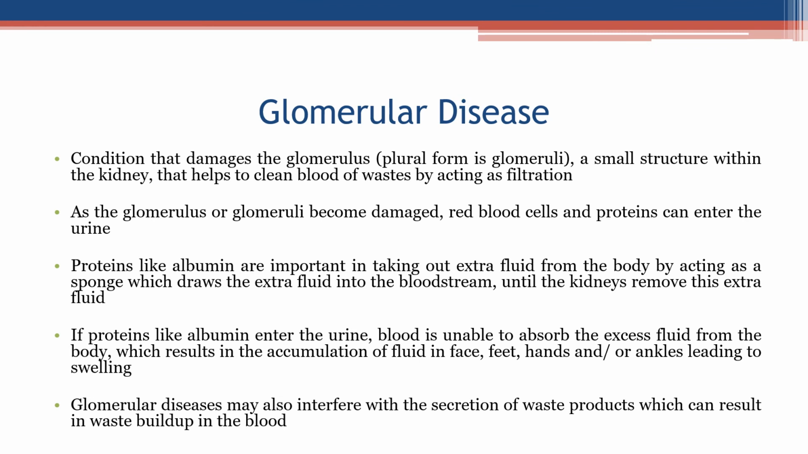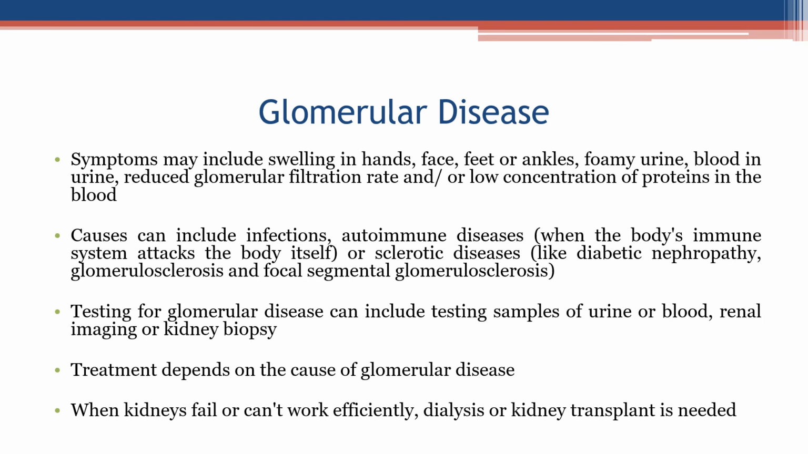If proteins like albumin enter the urine, blood is unable to absorb the excess fluid from the body, which results in the accumulation of fluid in the face, feet, hands, and/or ankles, leading to swelling. Glomerular diseases may also interfere with the secretion of waste products, which can result in waste buildup in the blood. Symptoms may include swelling in hands, face, feet, or ankles, foamy urine, blood in urine, reduced glomerular filtration rate, and/or low concentration of proteins in the blood.